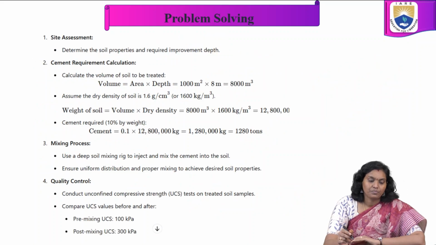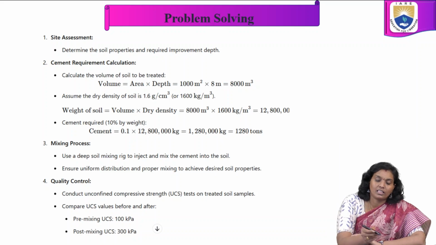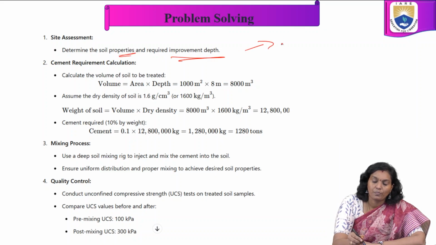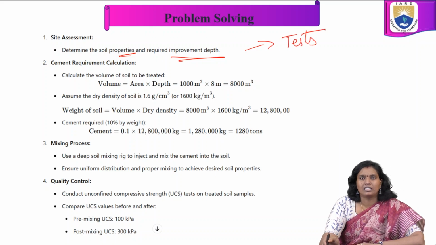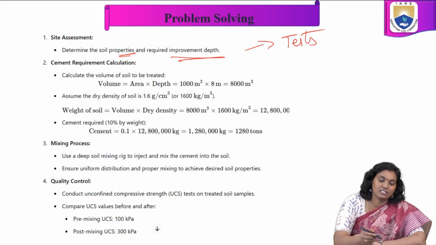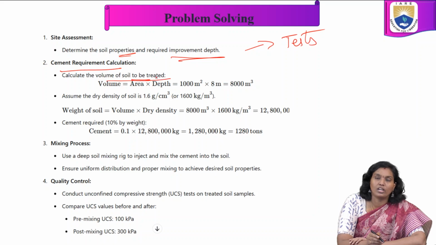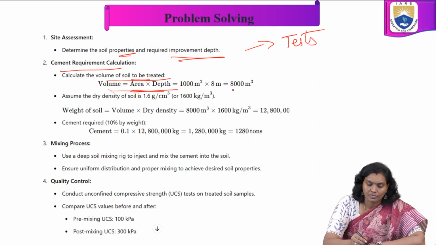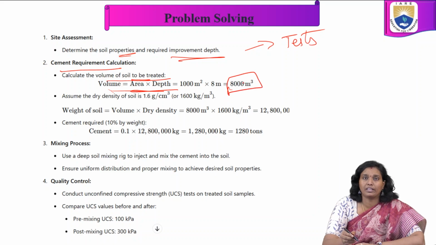In this, we are going to assess the required soil properties for improving the depth. We find these out using some laboratory tests, so we get the desired properties. Now the cement requirement calculation. Calculate the volume of the soil to be treated, that is volume equals area into depth, which is equal to 8000 meter cube.